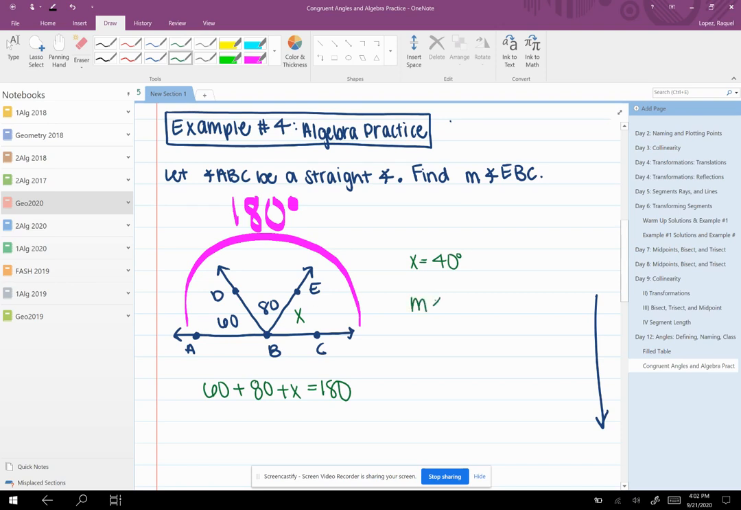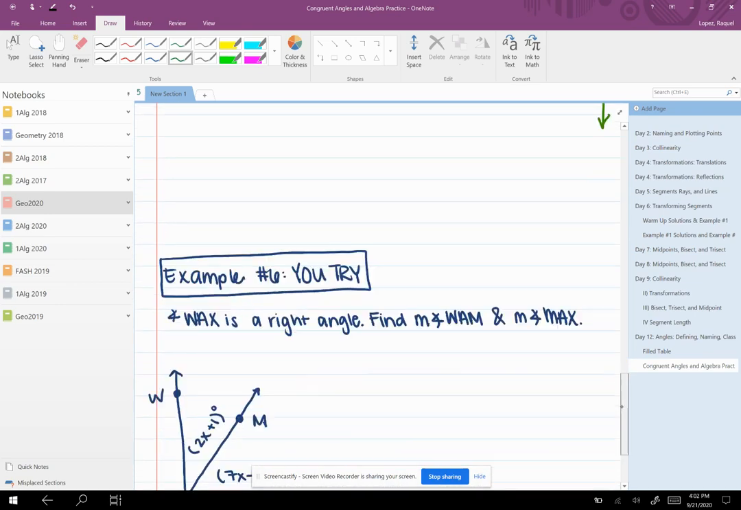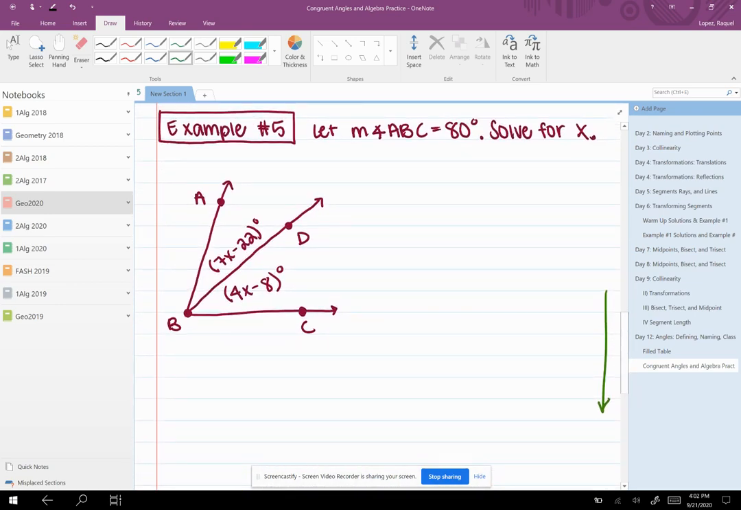So the measure of angle EBC equals 40 degrees. And we're done with that one. What I'm doing here, guys, is I'm also writing down what the notation means. Make sure you write that down somewhere: anytime you see the M and then the angle symbol, I'm talking about the measure of that angle. Let's do example 5, and then you guys will try example 6 on your own.